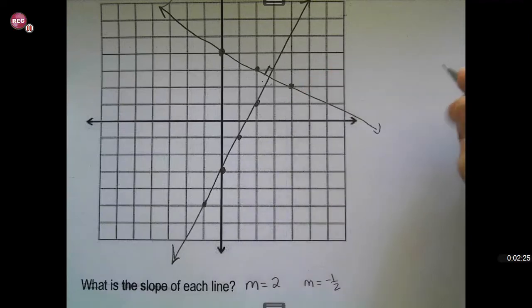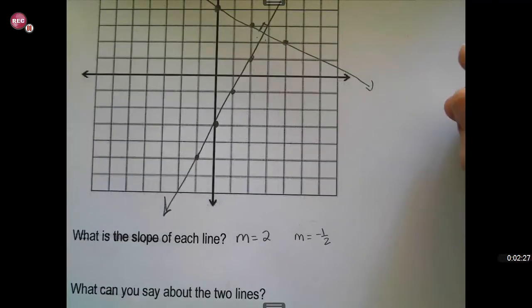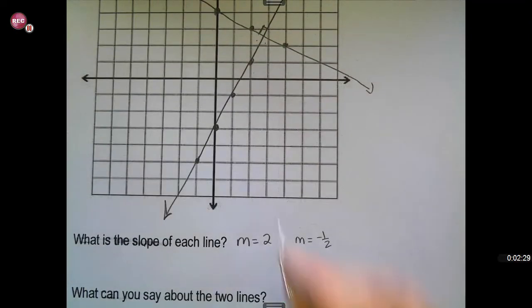So if we look at the slopes, compare the slope of 2/1 to the slope of -1/2, these slopes are opposite reciprocals of each other. Remember, reciprocal means flip it over, and opposite means if this is positive, your answer over here will be negative.